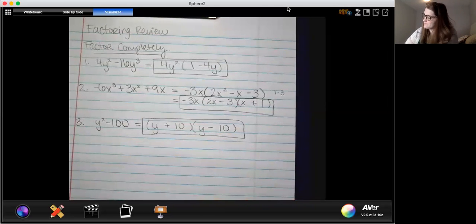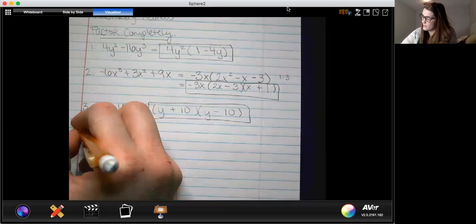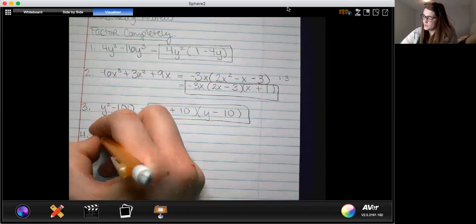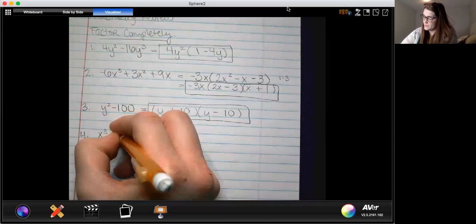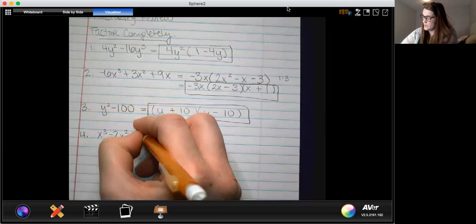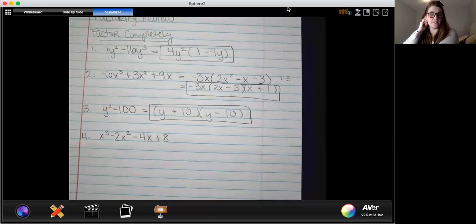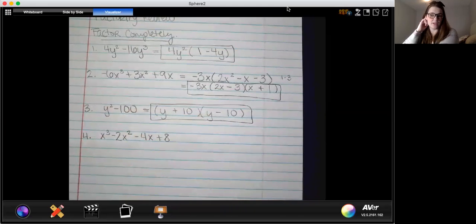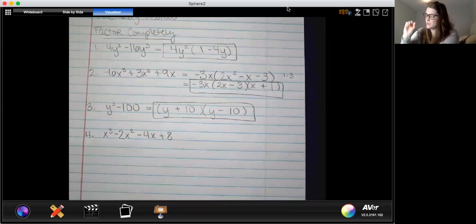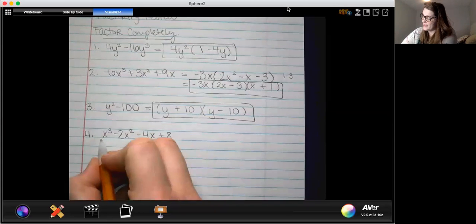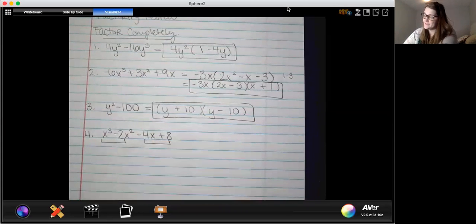Okay, great job. Let's try the next one. x cubed minus 2x squared minus 4x plus 8. Okay, now this is a dead giveaway that it is grouping, and the reason why is because it is 4 terms. So with grouping, we split it in half and essentially do GCF for both sides.